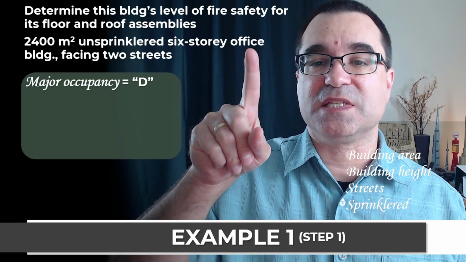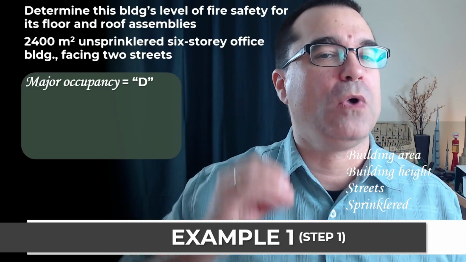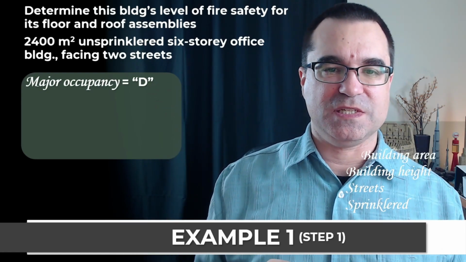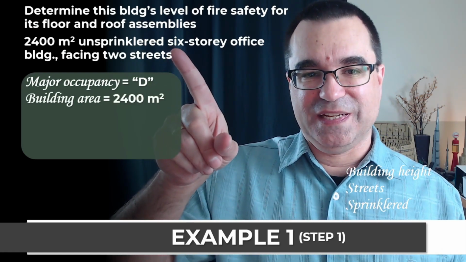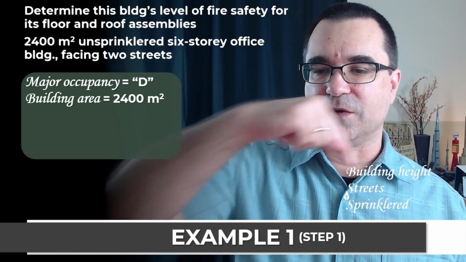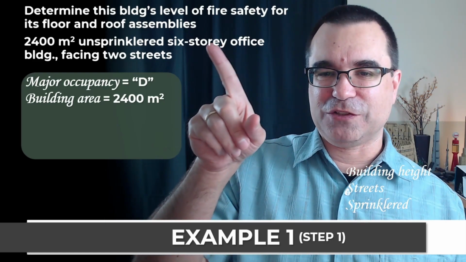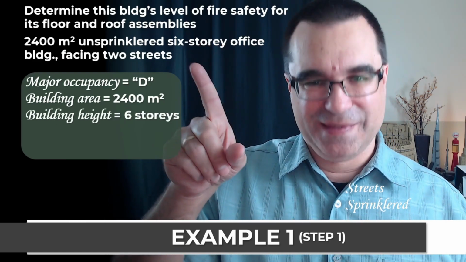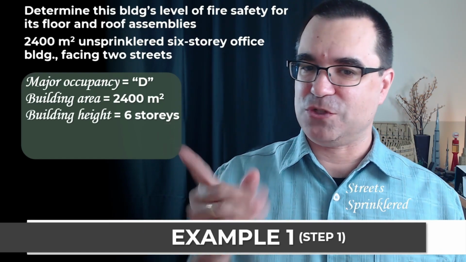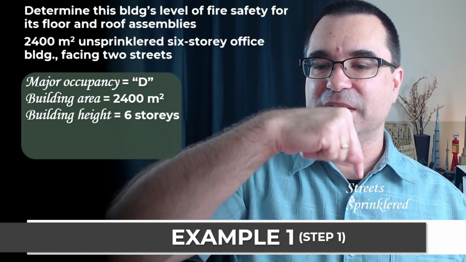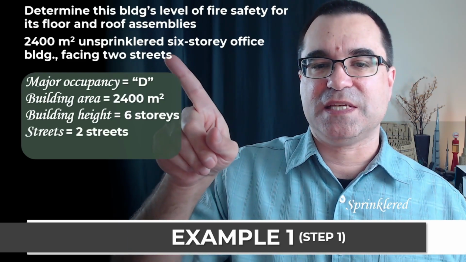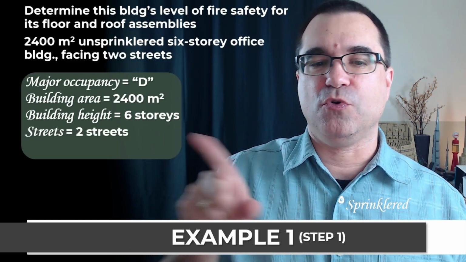We're told this building is an office building. Based on what we learned in topic 2, that makes it a D major occupancy. Based on what's written in this here, the building area is 2,400 square meters. The next one is building height. Do you remember how to figure out the building height? Based on the definition for building height, it's the number of stories. So in this case, 6 stories. The next one is the streets. That is, how many streets does the building face? It says 2 streets. So that's what I'm putting right there.